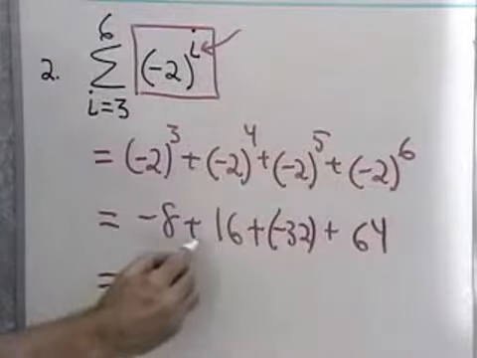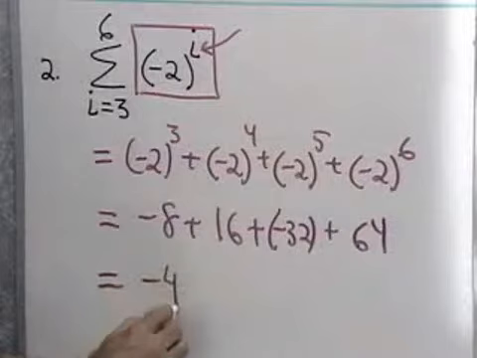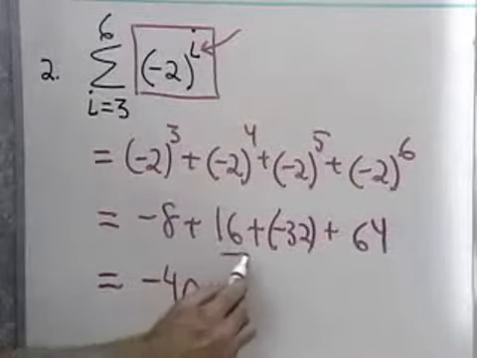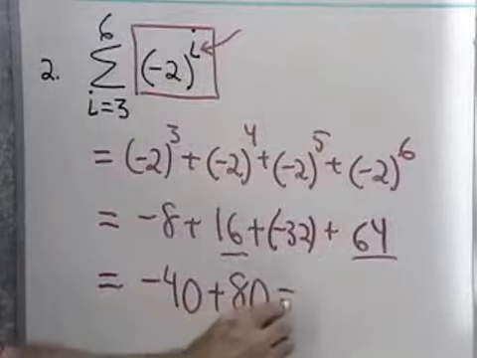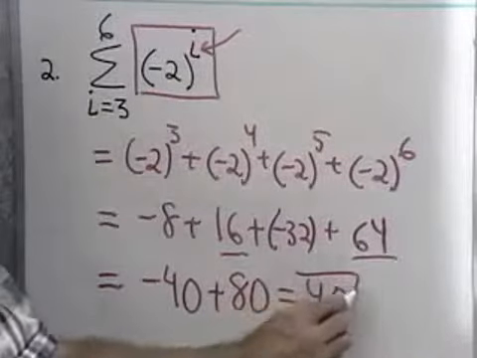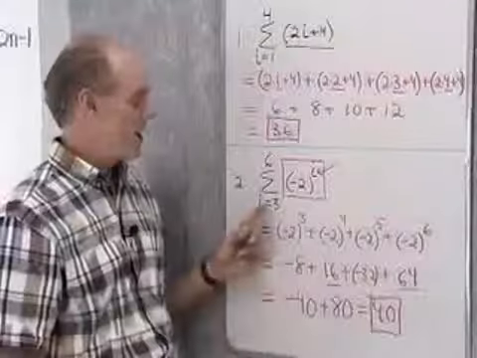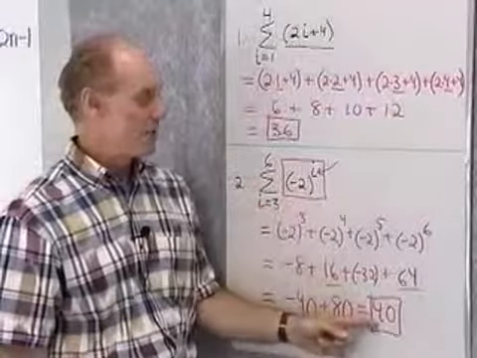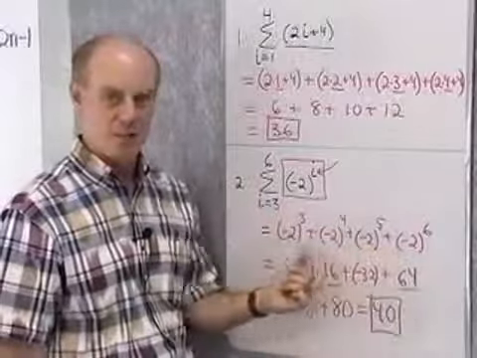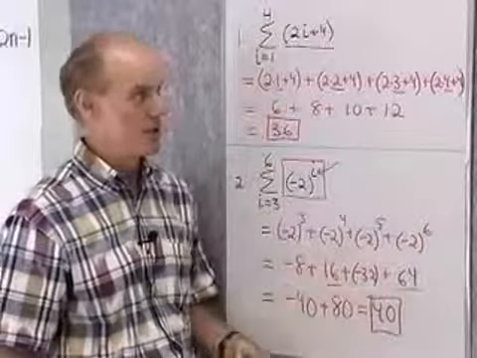So if I add the negative numbers together, I have negative 40. Plus, I'll add the positive numbers together. 16 plus 64 is 80. And those come out to be 40. So this sum from i equal 3 up to 6 of negative 2 to the i comes out to be 40 when I expand it and then simplify it by adding each of the terms together.